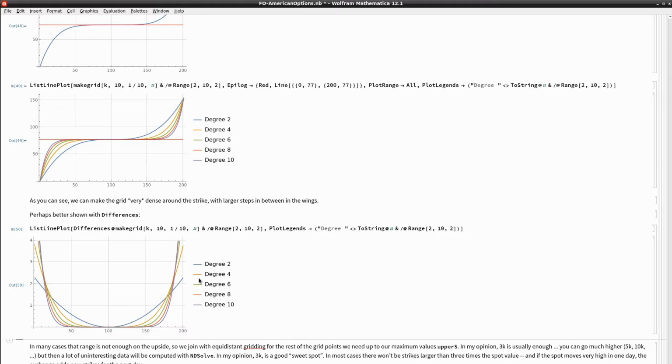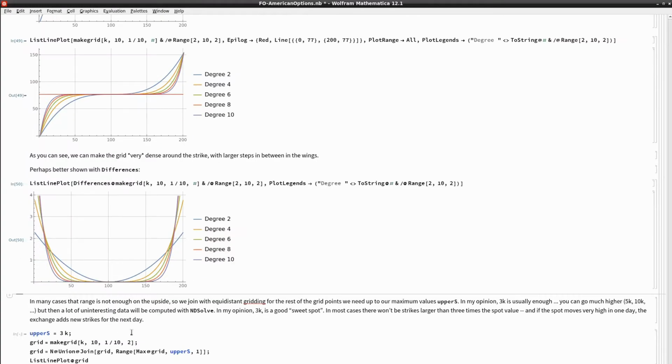Whereas with the 2nd degree, that's the blue curve, we are touching the bottom really just around the number 100 here. All right, so we can definitely use degree to define how dense we want our grid to be around the strike. We'll be happy with degree 2, but if we have a really discontinuous problem, we can make it very dense and use a very high degree in this grid maker.